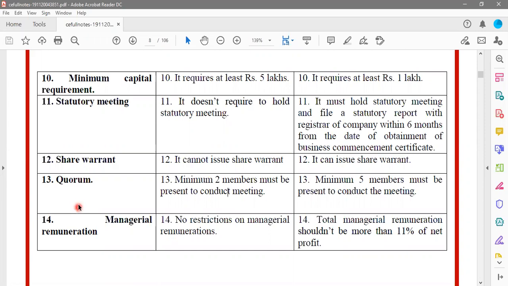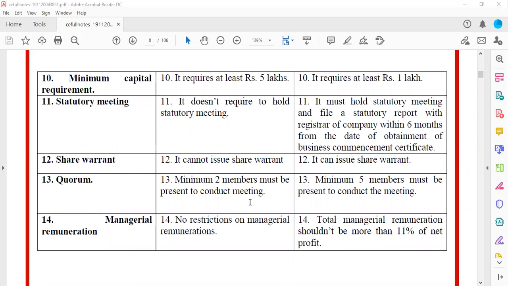So that is quorum. Now coming to the last point, managerial remuneration. So to calculate the salary for the management people, there are a lot of ways where we will be considering them. So firstly, under private company, it says there are no restrictions of calculating managerial remuneration. But under public company, since there is a lot of involvement of outside people and public, total managerial remuneration should not be more than 11% of the net profit.